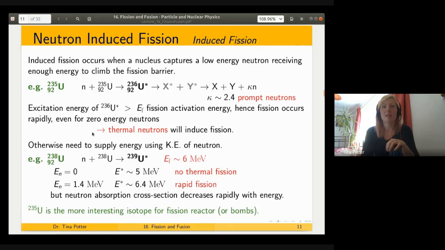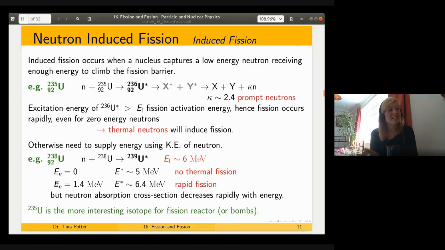Otherwise, we could have a look at a different isotope of uranium, uranium-238 here. If that undergoes neutron capture to uranium-239, we need to give the neutron a little bit more energy. The fission barrier for uranium-239 is 6 MeV. So that neutron has to give roughly that 6 MeV of energy. If we use thermal neutrons of very, very low energy, we're not going to get thermal fission because the excitation energy is only 5 MeV there.